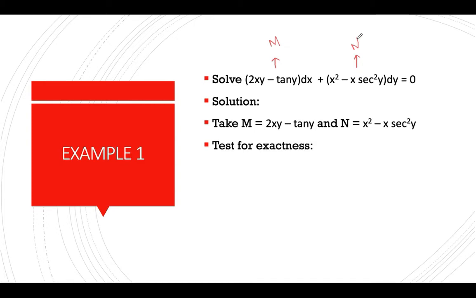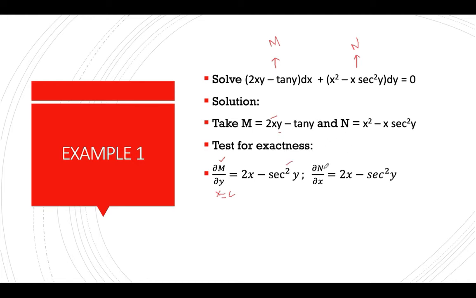And then we first test for the exactness of the equation. Determine if the equation is exact by getting the partial derivative of M with respect to y. So in this case, x will be treated as constant. So 2xy is constant, so copy. Derivative of y is 1. And minus derivative of tangent is secant squared y.